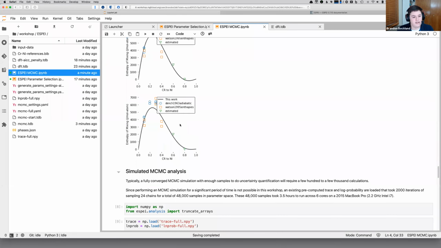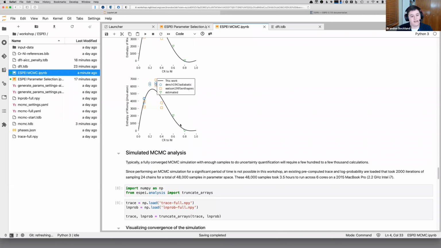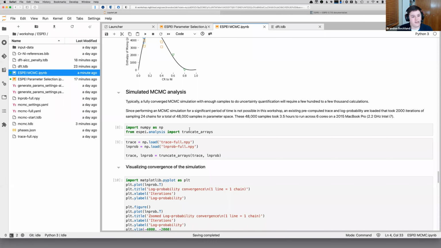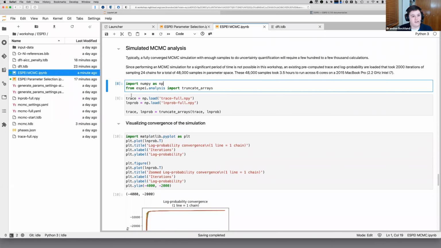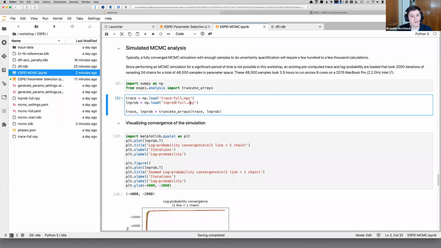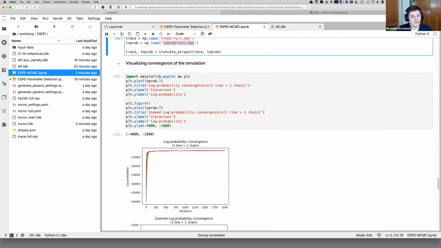Typically, like I showed, you're going to have this burn-in phase where your likelihood is increasing as you're approaching the target distribution, and then you have this uncertainty quantification. What I have done here is I've used this MCMC full.yaml file and run this on my personal laptop in parallel, and computed these traceFull and logprobFull .npy files. These are arrays that we stored to disk of the trace and log probability. As I said, I've done the same thing, but I've calculated now 2,000 iterations of MCMC.